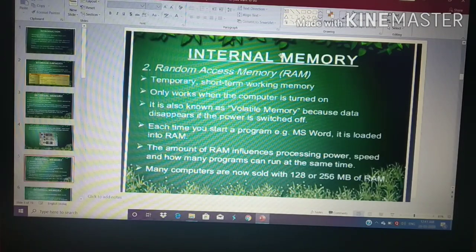Now comes the RAM, that is the random access memory. I'm repeating again, random access memory. It is also one kind of primary storage device. Unlike the ROM, here it is temporary and short-term working memory. The memory remains only for a short time and it is also temporary, okay? Remember that it is temporary, not permanent, and only works when the computer is turned on. So RAM only works when your system is on. When it is off, RAM has no work.